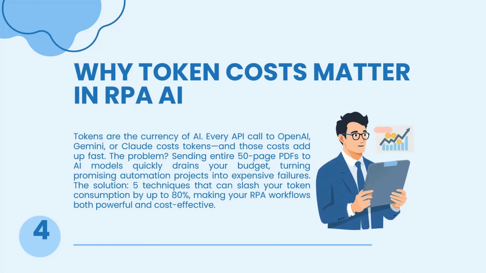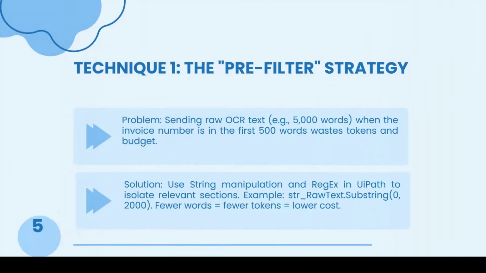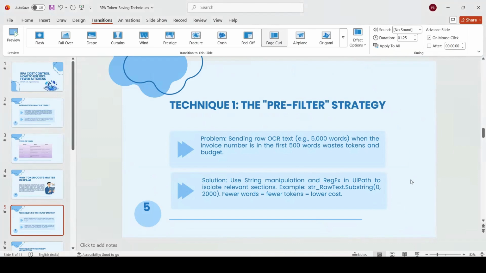Now, the solution is that there are 5 techniques we can use to overcome this issue. The technique one that I use is called the pre-filter strategy. Let me give you an example with live data. I'll just stop the PPT and go to the live data that I have.